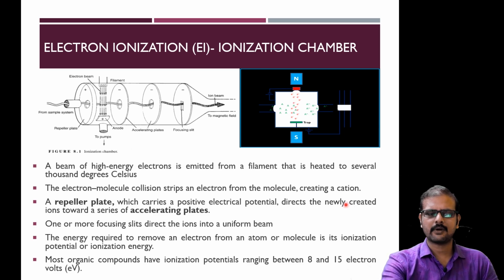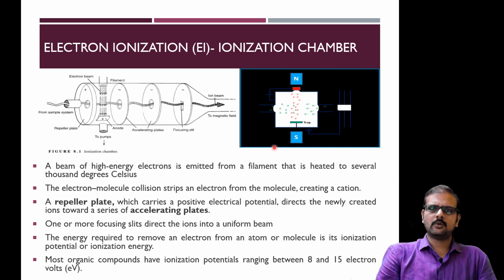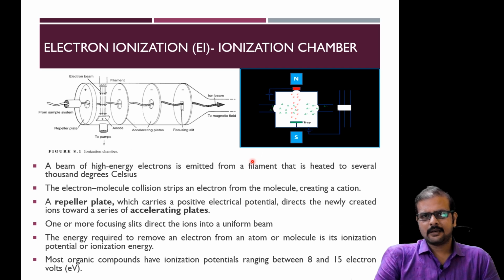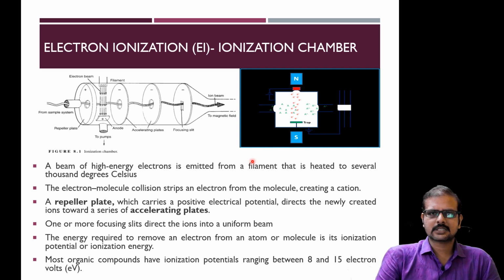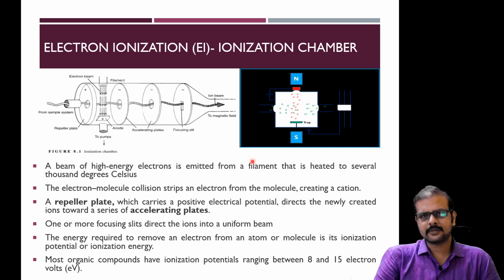They are heated to several degrees Celsius, and the electrons are emitted from the filament and collide with the molecules. Suppose these are the molecules. When electrons enter the chamber, they collide with the molecule A, which releases one more electron and forms a positively charged species. This is called the molecular ion. Why is this happening? For every molecule, there is a certain energy at which an electron will be released. This energy is called the ionization potential of that molecule.